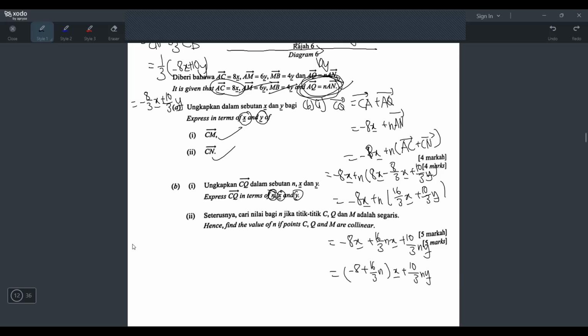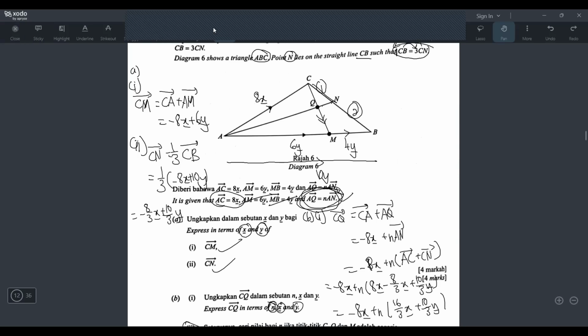Now we can do B question 2. So I'll write here B question 2. Okay, number 2 says find the value of n if points C, Q and M are collinear. The keyword here is collinear. What is collinear? It means segaris. And can you tell me if CQM is segaris, what will happen? It means any two lines taken from this CQM will be parallel.